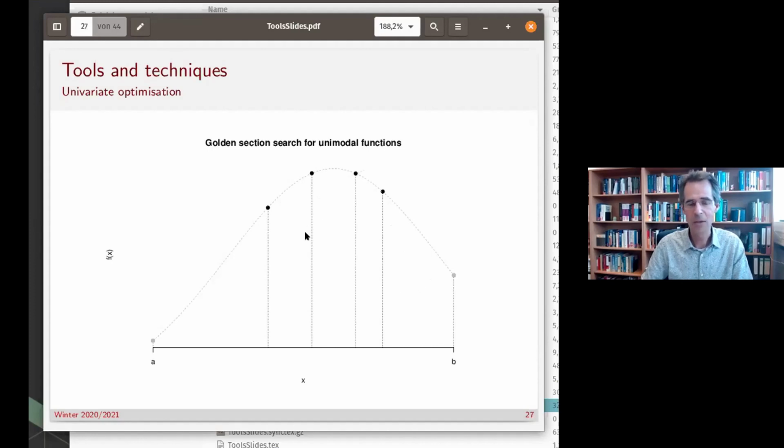And then again, we have a subinterval with small part and large part. You cut something off the large part. And you can say something about the optimum again. It can't be here on the left because this point is probably larger than that one. And then you go on and on. And once you don't move any further, so there's a tolerance level which you can set, then you have found the optimum.